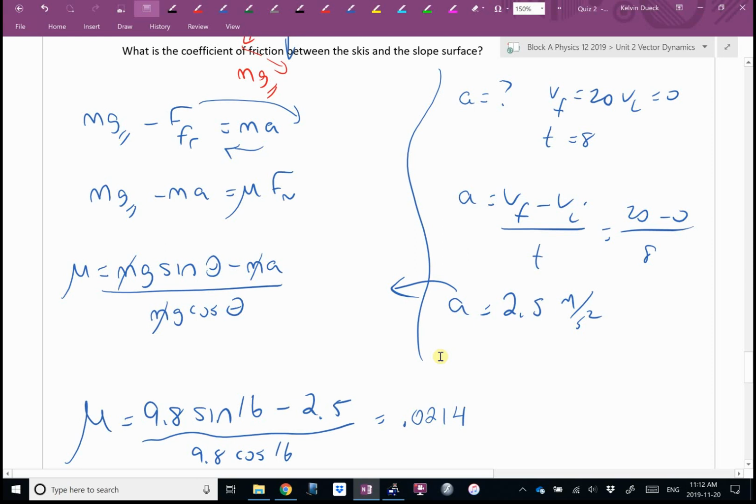In terms of part marks, what did I make this worth? 4. I would definitely give you 1 mark for finding A. So that leaves me 3 to play with. I would probably go something like this: 1 mark for that, 1 mark for that, and 1 mark for the answer, or something like that.